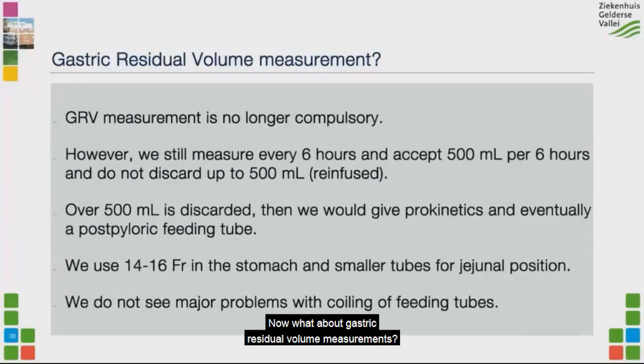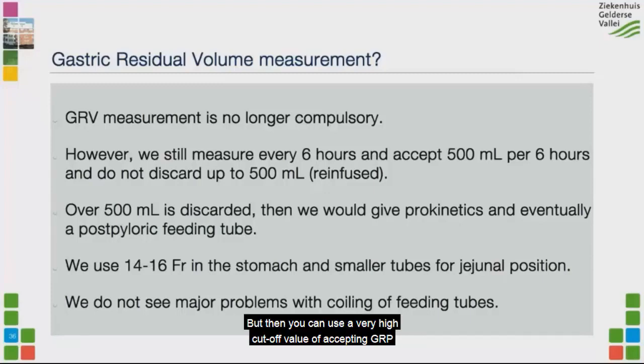Now, what about gastric residual volume measurements? Now, we know that we can stop measuring gastric residual volume. There are some studies indicating that, and in the guidelines it's no longer compulsory. But we believe in our hands, we feel it's still more safe to know what's going on in the gastrointestinal tract, so we still keep measuring it.